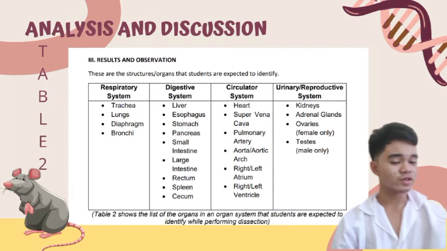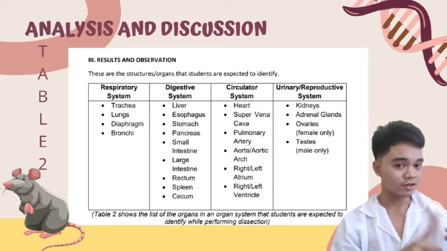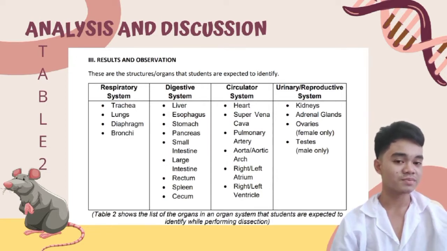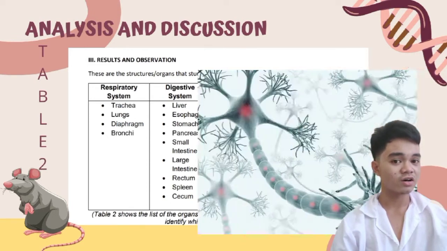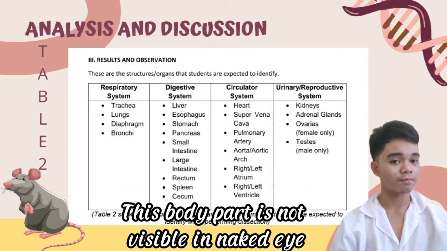Table number 2 shows the list of different organs that the students are expected to identify. Listed in the table are only 5 organ systems, including their organs: the digestive system, respiratory system, circulatory system, urinary system, and the reproductive system. Their organs have a larger size, unlike other organs such as in the nervous system, which is the nerve cells in the brain. It is not visible during the dissection because the rat's nerve cells in the spinal cord, which could only be seen in the backbone, were not cut.